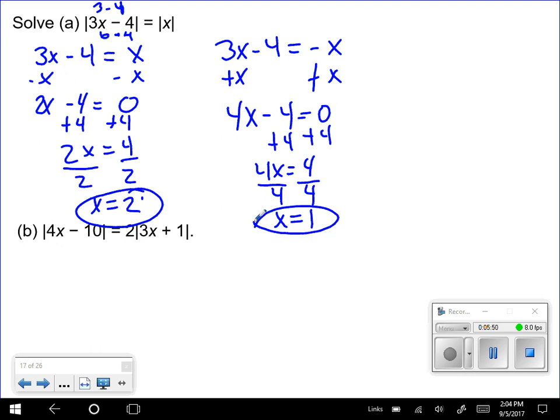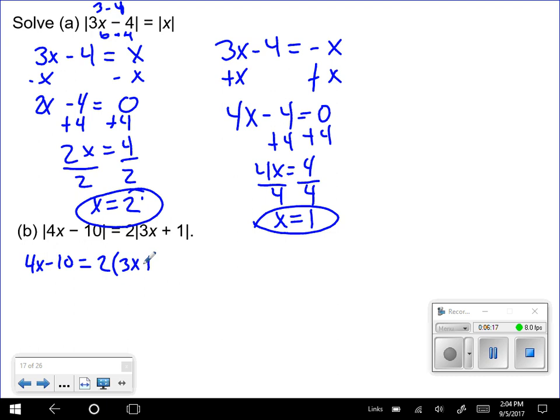So I can see that I have those both answered, and I'm good to go. So let's try B together because it looks a little bit different than the first one we did. I have the absolute value of 4x minus 10 is equal to 2 times the absolute value of 3x plus 1. We have absolute values on both sides. Okay, so we can say that they are equal to each other, just the way they are.